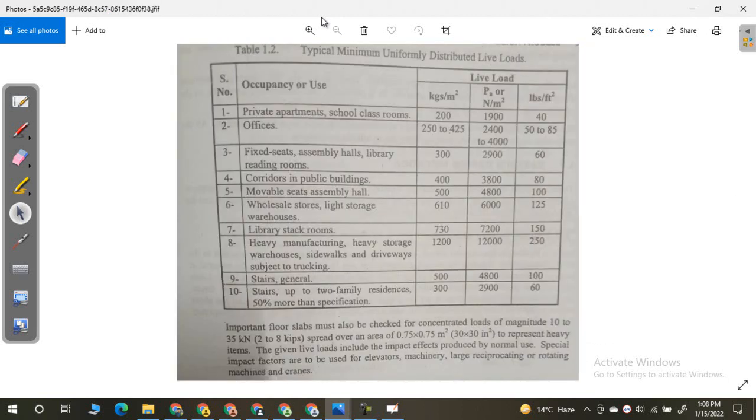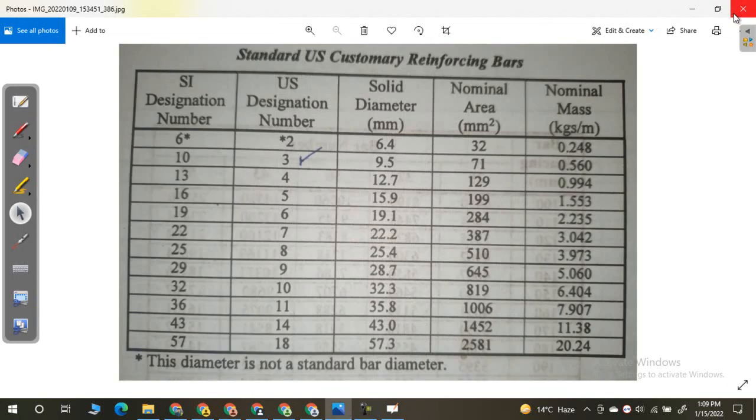Similarly, here you can see the uniformly distributed live loads according to the ASCE 7 code, because these are the code specified values. For a private apartment, school, classrooms, we will consider this loading as 40 pounds per square feet or 1900 newton per square meter. Similarly, for offices and various buildings, I will share this as well in the ASCE 7 when we are designing any beam or slab section. So these weights are important, and you must know these weights, and it will help us.